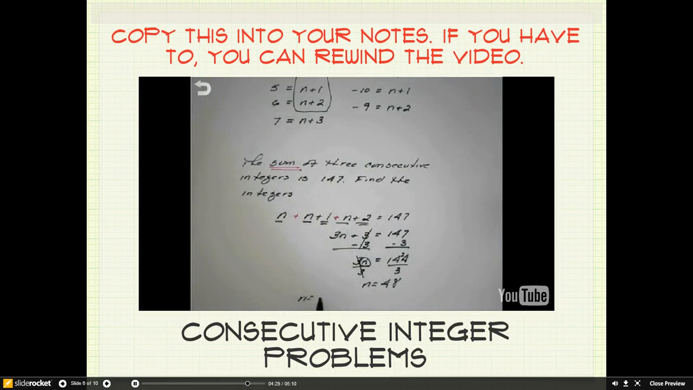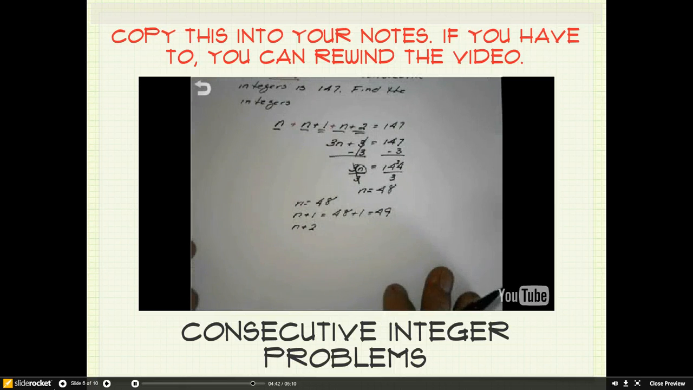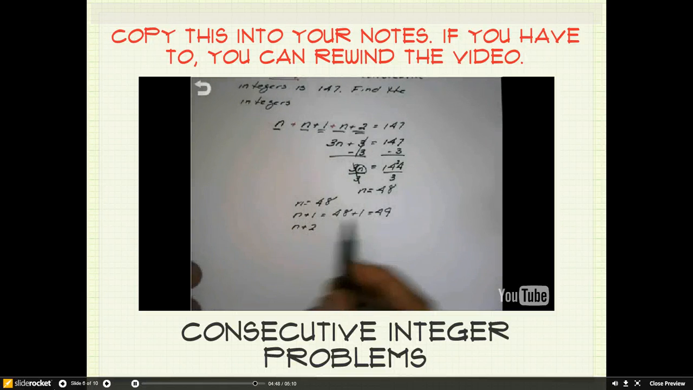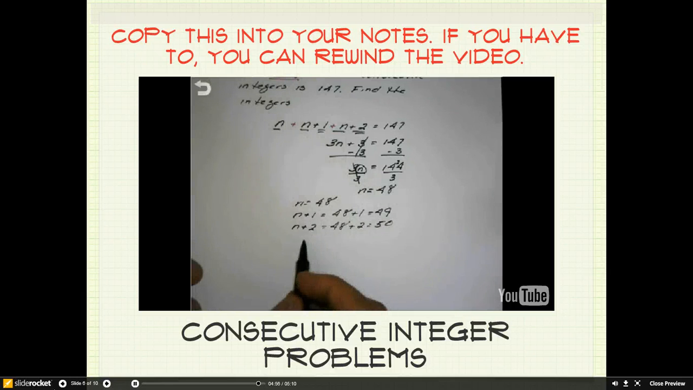So n equals 48. N plus 1 is equal to 48 plus 1, which is 49. N equals 48. N plus 1 equals 48 plus 1 equals 49. And then n plus 2 equals 48 plus 2 equals 50. So my three numbers are 48, 49, and 50. And it's easy to check this because if you add these up, you should get 147. There's your answer.